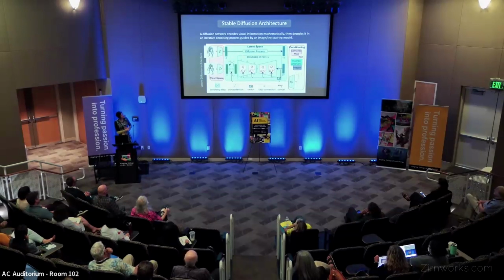Once you're in this latent space, the next part of the model is iteratively adding noise to that image. And so you have a different model, right here. This is kind of the guts of Stable Diffusion.